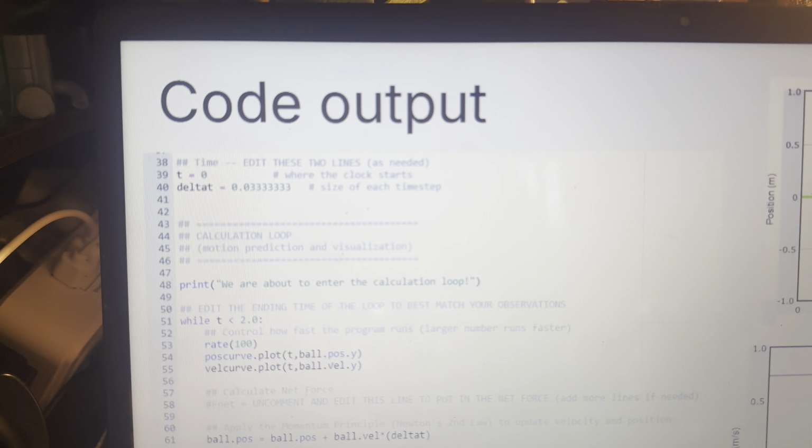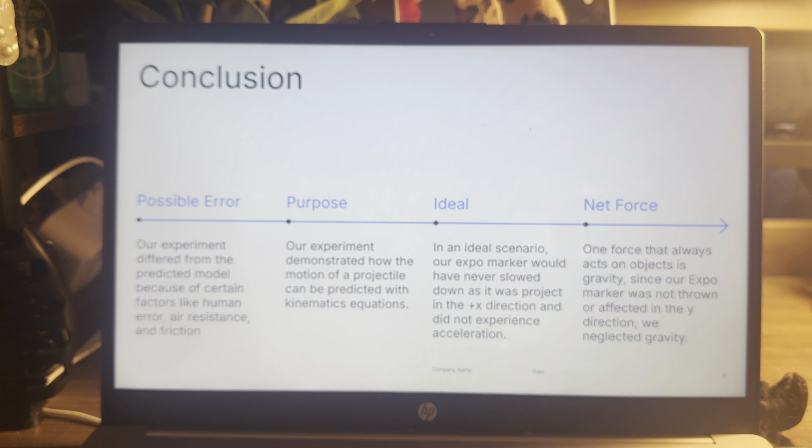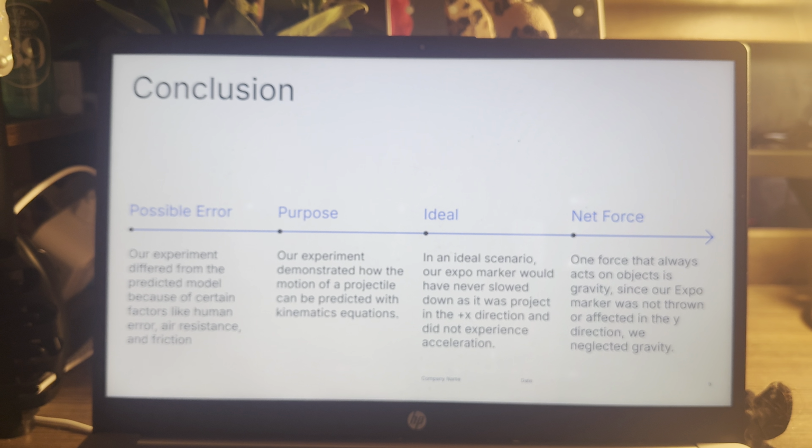One force that always acts on objects is gravity. Since our expo marker was not thrown or affected in the y direction, we neglected gravity because it doesn't work in the x direction. So from this, we can determine that in the x direction we can use these kinematics equations to predict, because even though they were slightly different, our prediction code was very similar to our actual video of us pushing the expo marker.